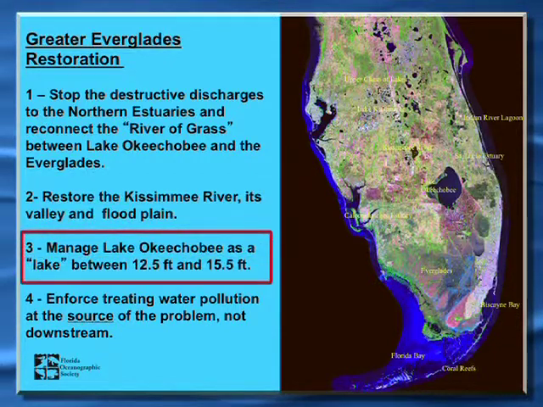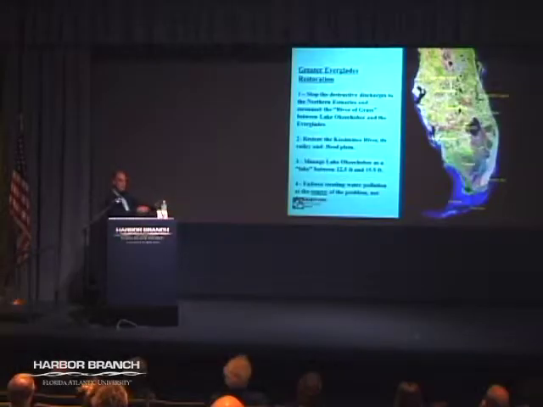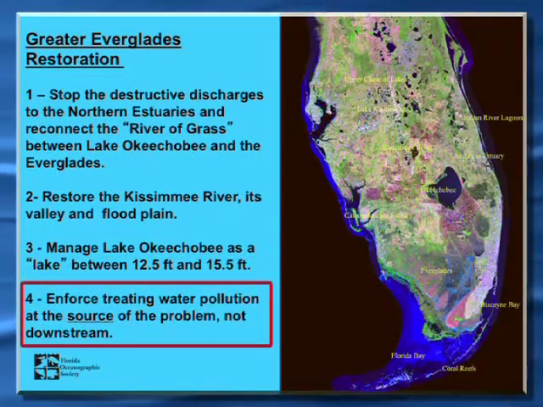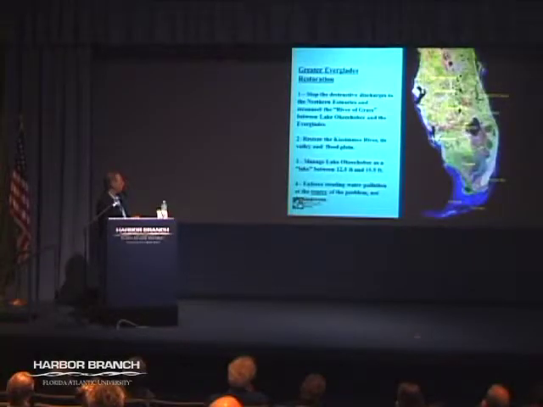We need to manage the lake like a lake, not like a reservoir. We need to manage it between about 12.5 and 15.5 feet. These are good elevations for the littoral zones, like bass habitat, freshwater fish habitat in the lake. And then finally, we need to enforce treating the water pollution problem at the source. I'd much rather go upstream and find the farmers or urban runoff or wherever it is and fix it there, help to store it and treat it before it comes off of the farm, than have to do it downstream in some sort of big reservoir stormwater treatment area.